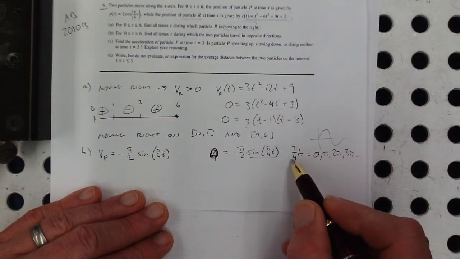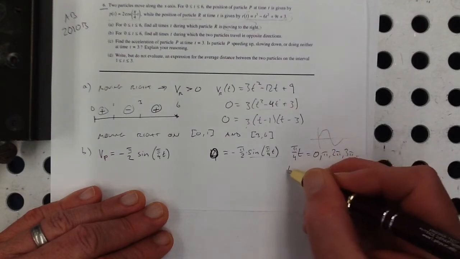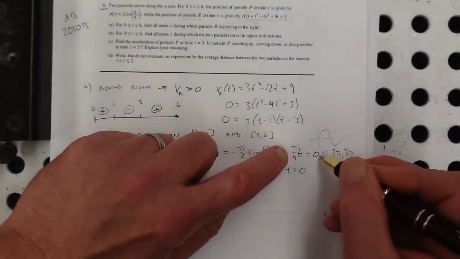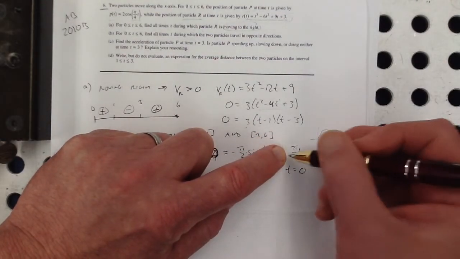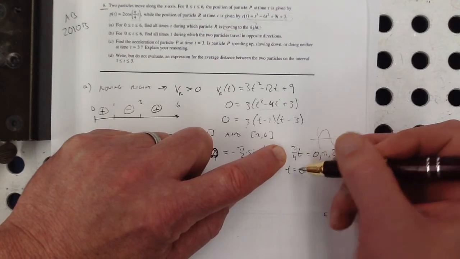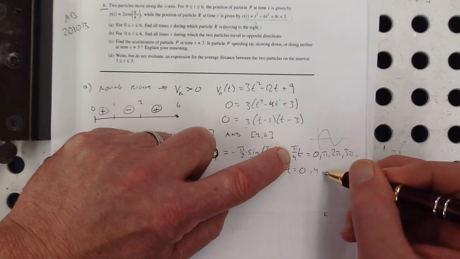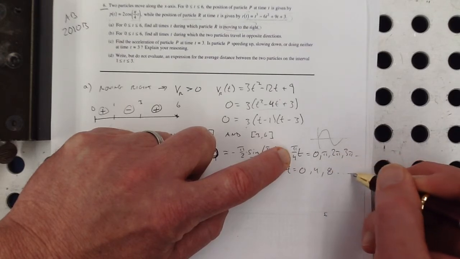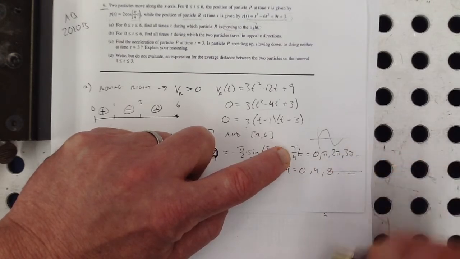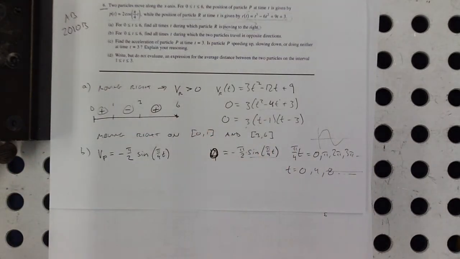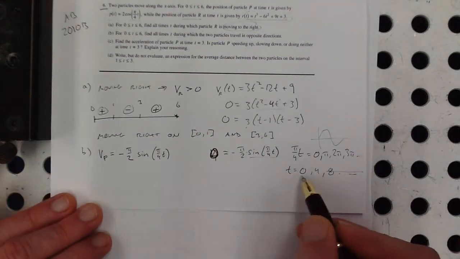So if I multiply both sides of this by pi over 4, I get t is equal to 0. Multiply by 4 over pi, because I'm trying to get rid of it on this side. That'd be 0, 4, and then the next one would be 8, and so on. But I don't care about these, because they're outside of my 0 to 6 interval. So just 0 to 4.